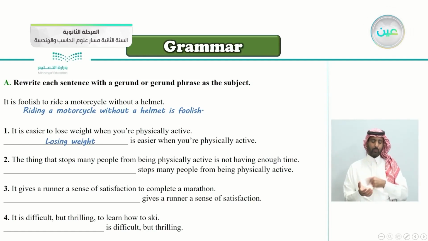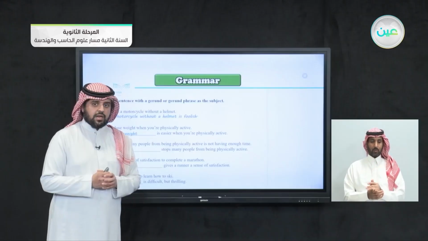Number two, the thing that stops many people from being physically active is not having enough time. So what stops people from being physically active is that they don't have enough time. The answer will be, you have to write a gerund here and then continue with "stops many people from being physically active." So what do we write here in number two?